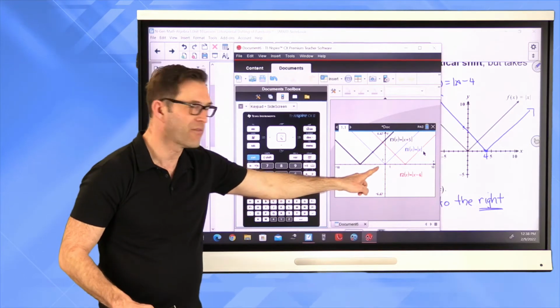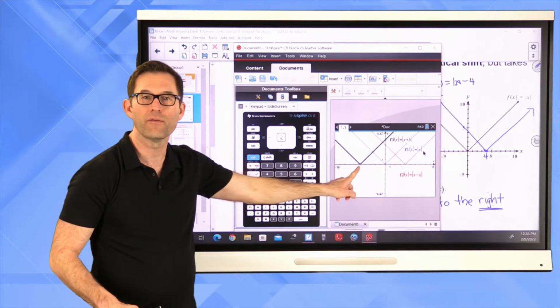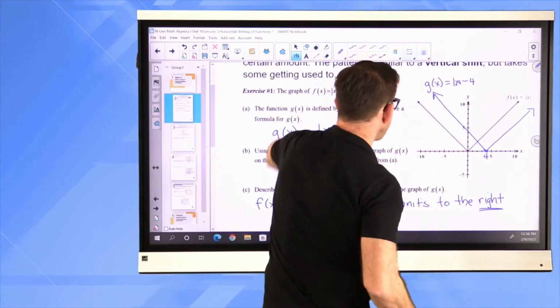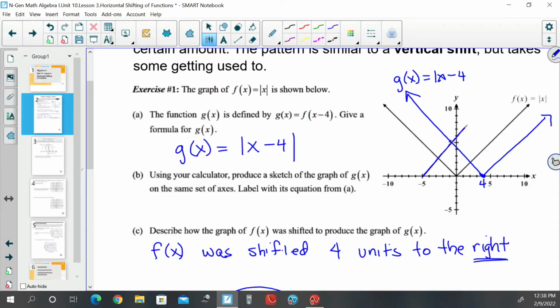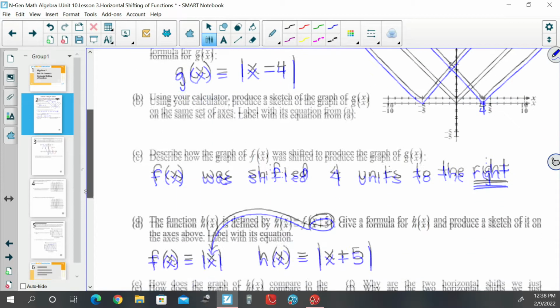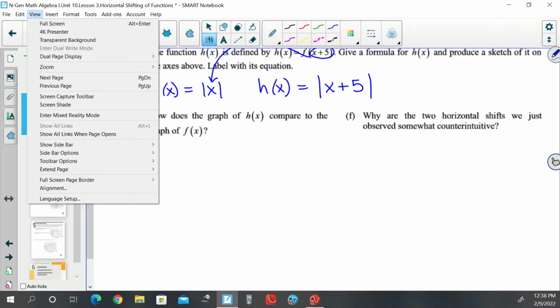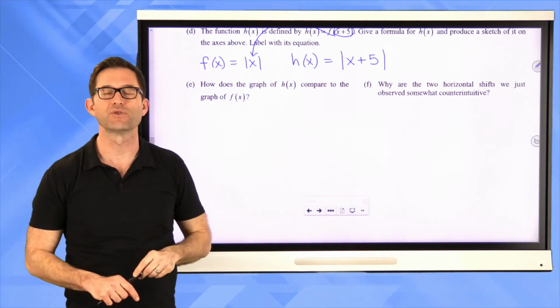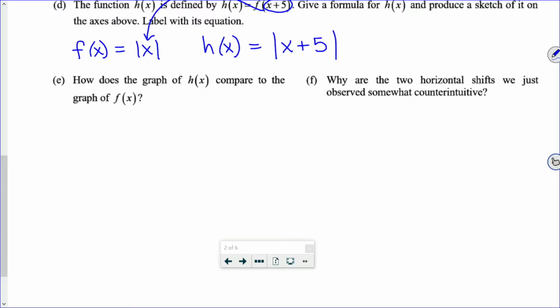And specifically, if I look very closely, 1, 2, 3, 4, 5, this thing now has a turning point over here at -5. So now this is h of x equals the absolute value of x plus 5. Okay. View, full screen. Now, we can see we've got exactly the same situation that we had before, letter E. How does the graph of h of x compare to the graph of f of x?